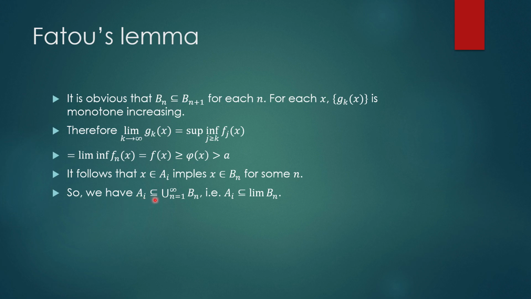So we have Ai is a subset of the union, n going from 1 to infinity, of Bn, that is, Ai is a subset of limit Bn, because this Bn is an increasing sequence, so its limit is exactly equal to the union of Bn. Hence if you take the measure on both sides, the measure of Ai is infinity, so infinity is equal to the measure of Ai, which is less than or equal to the measure of limit Bn. But the limit and measure can be interchanged, because Bn is an increasing sequence, so the limit of measure Bn is exactly equal to infinity. The only possibility is that this itself is equal to infinity. Okay, so that is what we get.